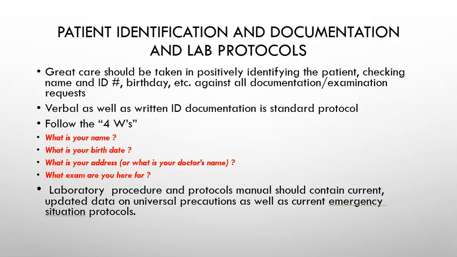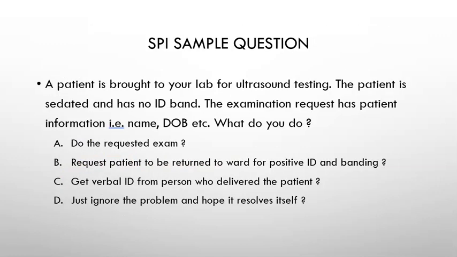Laboratory procedure and protocol manuals should contain current updated data on universal precautions as well as current emergency situation protocols. If your lab doesn't have that, then you need to take charge and get it fixed. Because believe it or not, you're still going to be responsible whether they did it for you or not. Here's a sample SPI question.